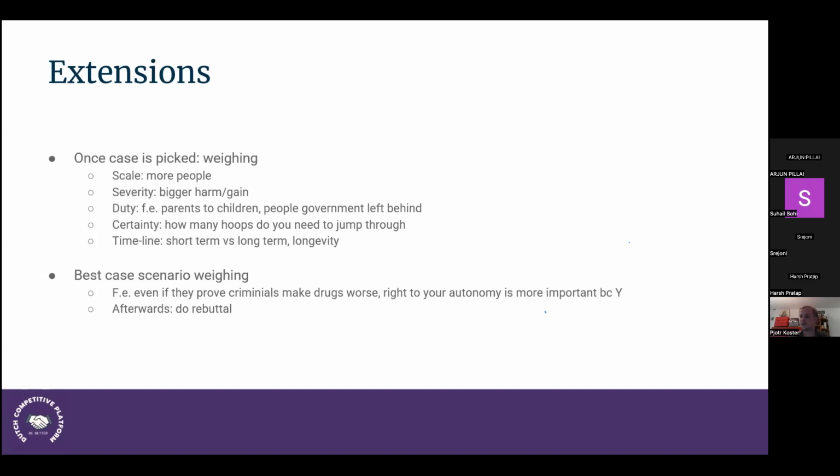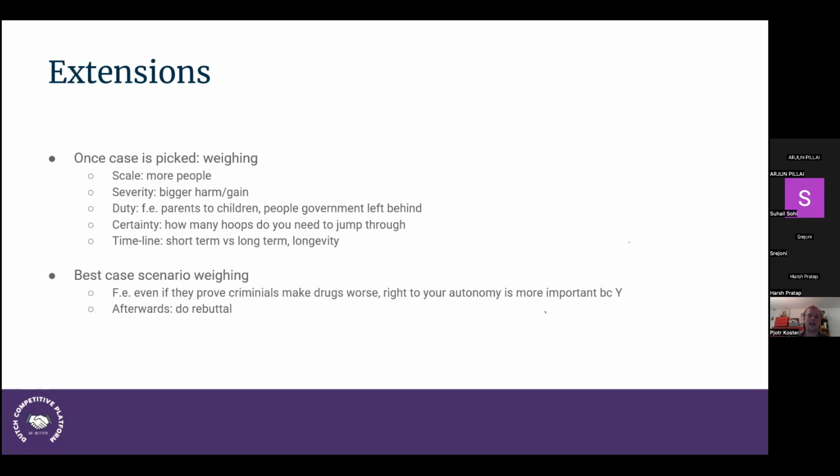Kind of like certainty is something as well. If someone needs to go through a lot of things they need to prove to make the case stand, you could be like, it's very uncertain if all of those cases are true all of the time. We need to prove less, therefore we're more certain. And also kind of like timelines, so like short term versus long term. How long does the harm occur?